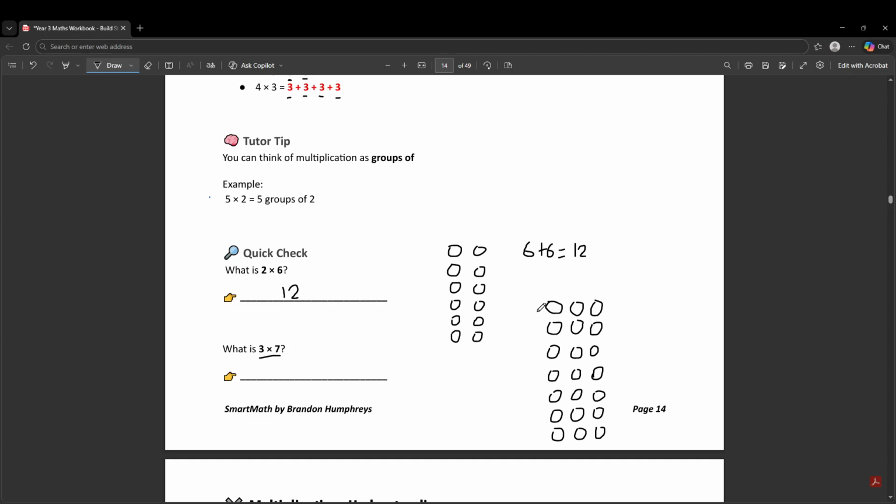So as we can see, if we count how many are in each group, 1, 2, 3, 4, 5, 6, 7, we have 7 in each group, and we'll have 3 groups that we need to add, which will give us 21.